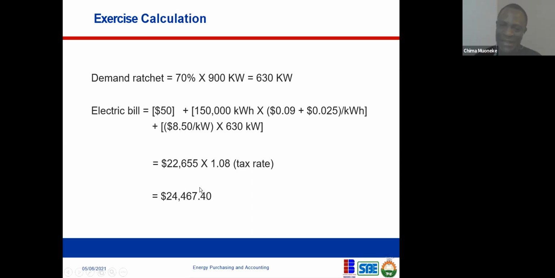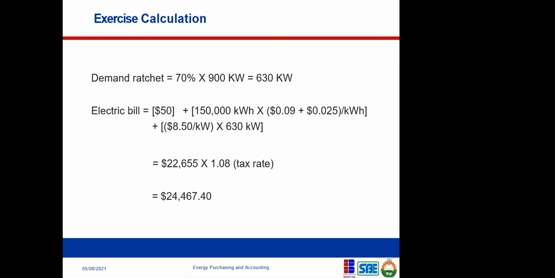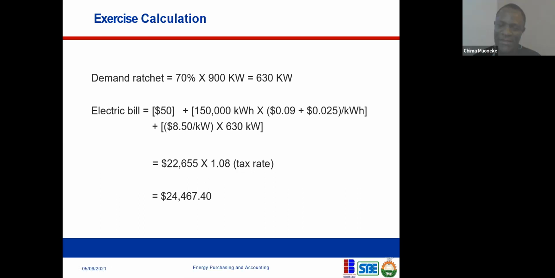Have we all gotten the answer of 24,467.4? If anyone is still lost or you still don't understand, please let me know so I can walk you through. Where do you have the 8.5? The 8.5 is the demand rate, the demand charge per kilowatt.